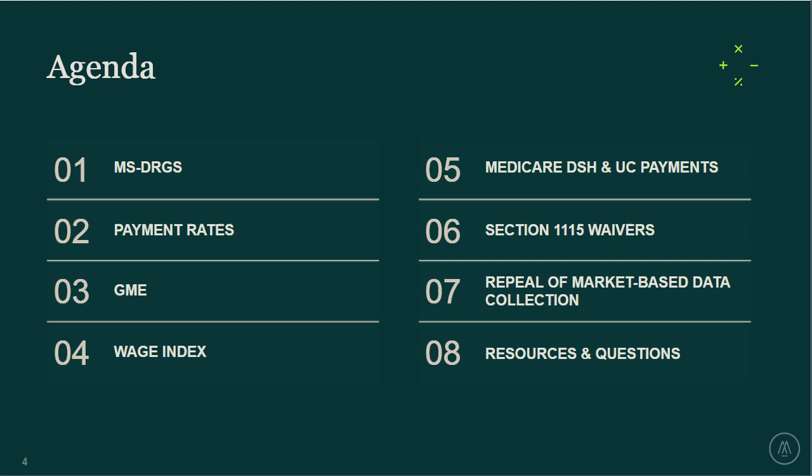And then from there, we'll pivot to Jonathan, and we'll do a fairly deep dive into Medicare DSH and uncompensated care reimbursement. And then we'll wrap it up with touching on the Section 1115 waiver proposal that ultimately was not enacted, and also the repeal of the market-based data collection. If we have time at the end, we'll field questions as they come in. If we run out of time, we'll follow up with those asking questions in the next few days.